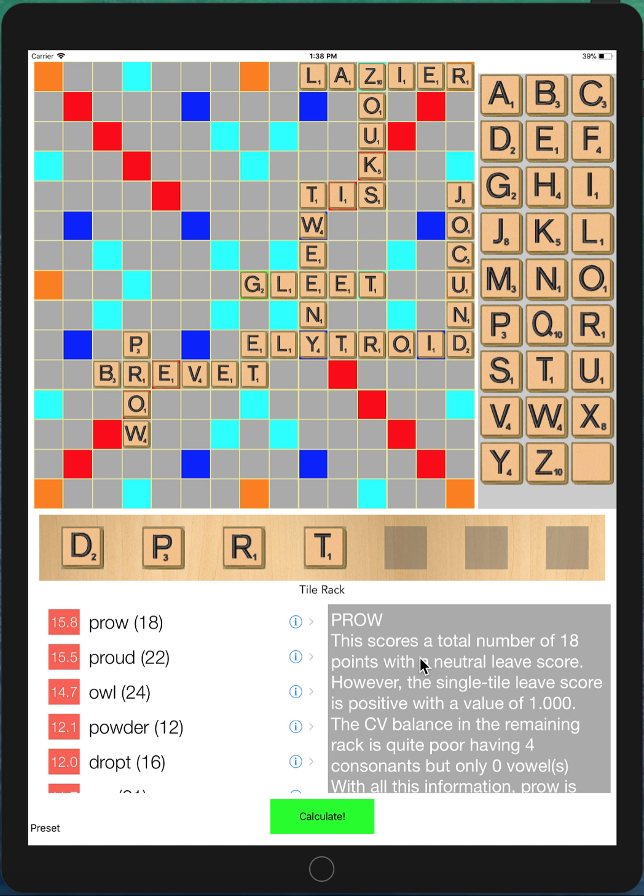Because of its neutral leave score, a positive single tile leave score, and even though it has a low CV balance, its overall score beats those of the other words.